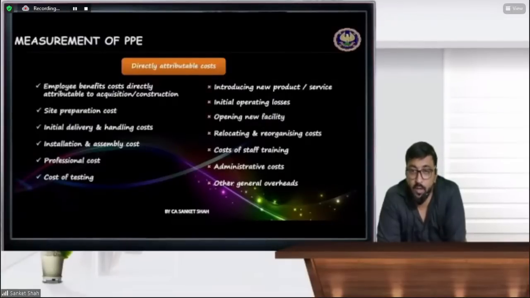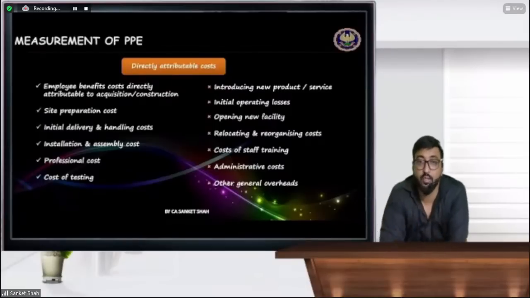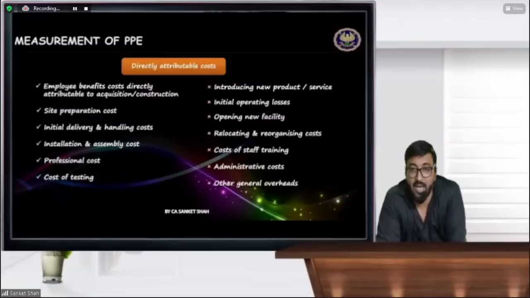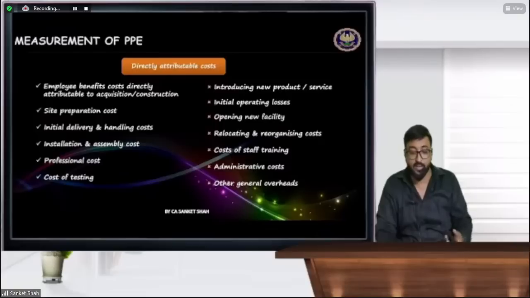Introduction of a new product, beta, advertisement cost, no. Initial operating losses, suppose I'm incurring some losses initially, that is also not added, but it is debited to the profit and loss account. So no means it is not added to your asset, it will be recorded in the profit and loss account. Opening of a new facility, relocating: if you are shifting your plant from one site to another site, that relocation is not added to your cost. Cost of staff training, if you are incurring some staff training cost, is also not added. Administration and other general overhead are never added, they are debited to the profit and loss account.